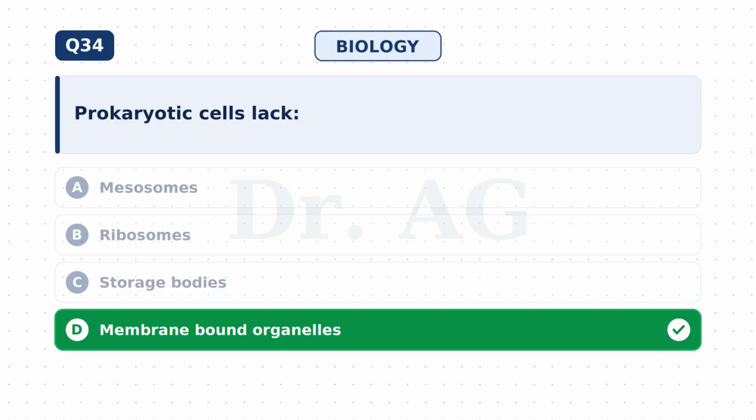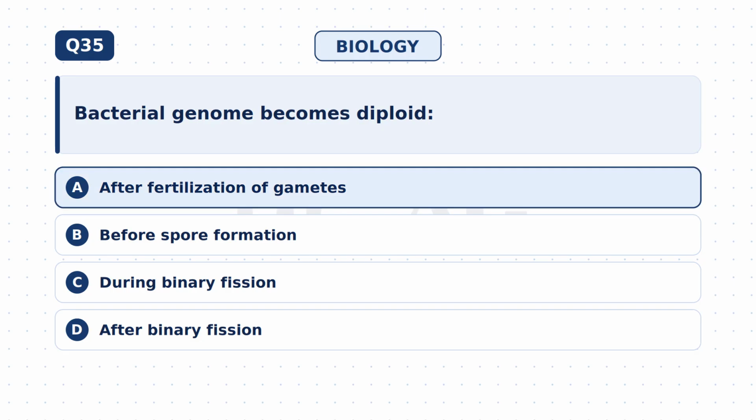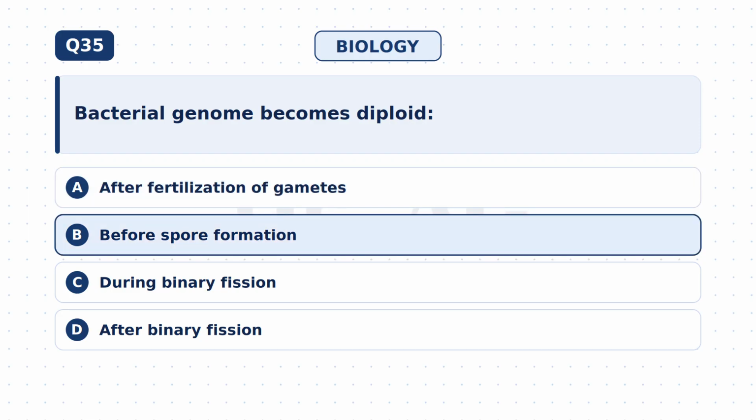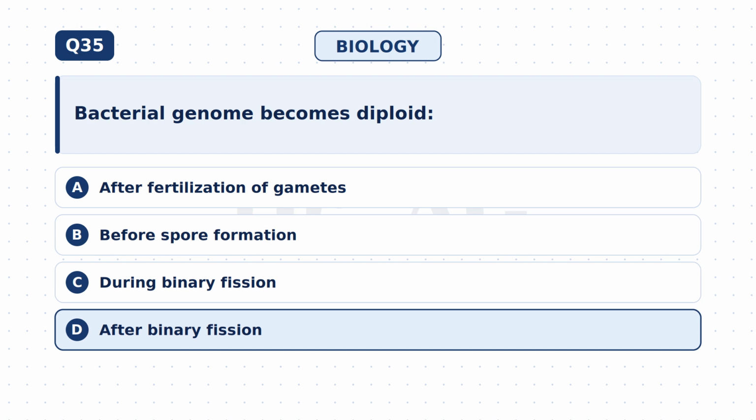The correct answer is D, membrane-bound organelles. Question 35. Bacterial genome becomes diploid: Option A, after fertilization of gametes. Option B, before spore formation. Option C, during binary fission. Option D, after binary fission.